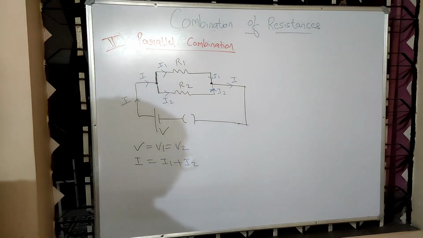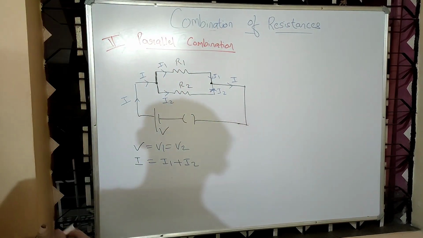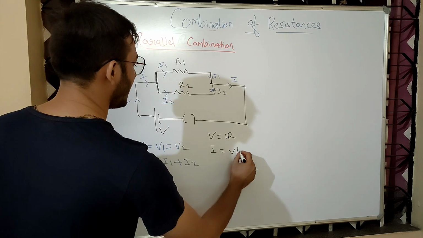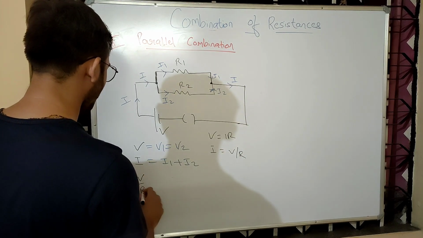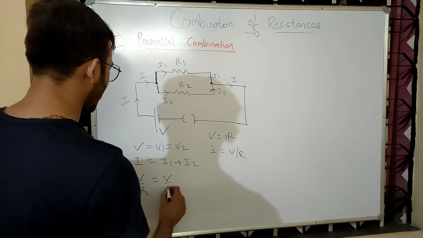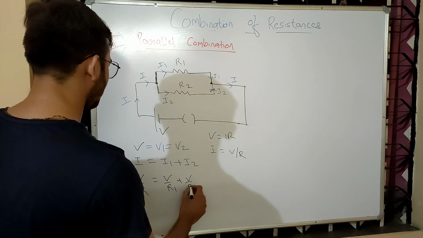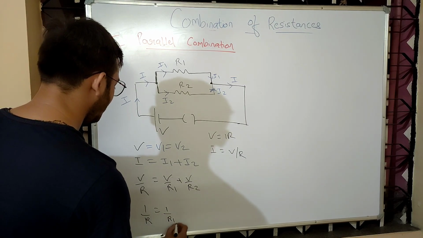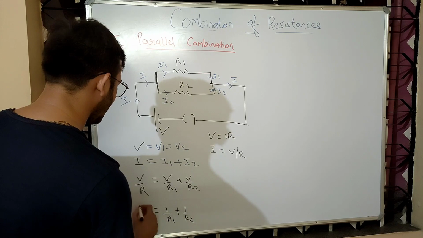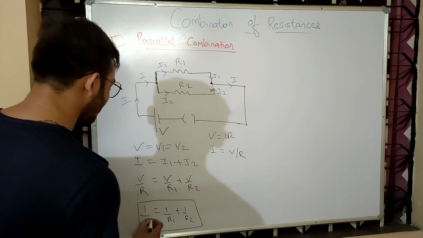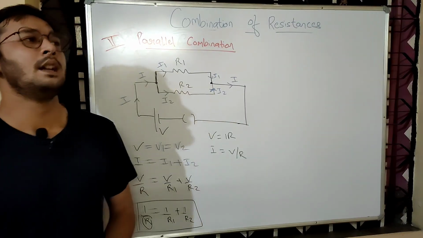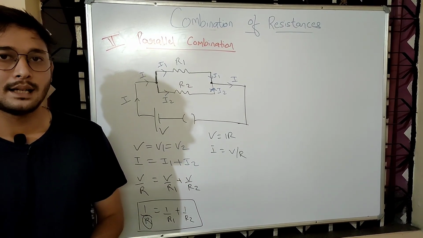So if I is equal to I1 plus I2, again by Ohm's law, V is equal to IR. So I will be V by R. So V by R, I1 will be V by R1 plus V by R2. Take out V common. What is left? 1 by R will be 1 by R1 plus 1 by R2. So this is the formula of equivalent resistance in case of parallel. 1 by R equal to 1 by R1 plus 1 by R2.